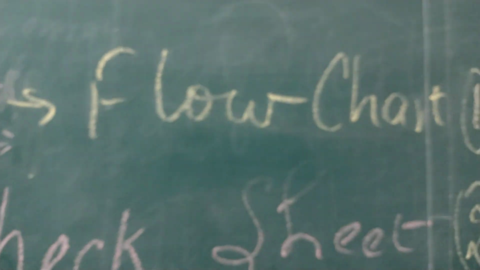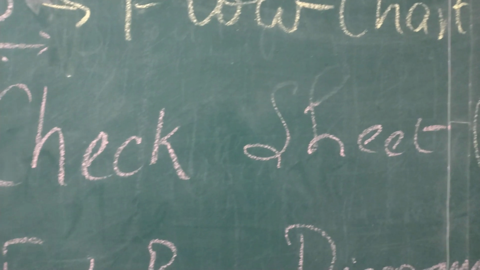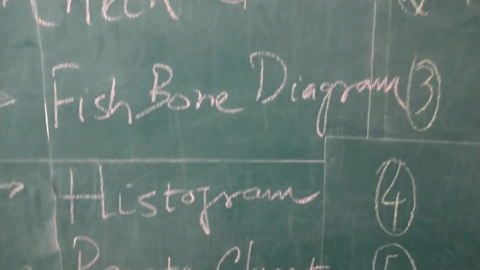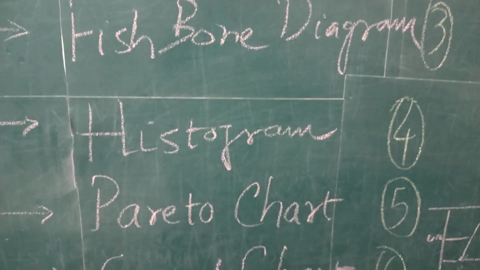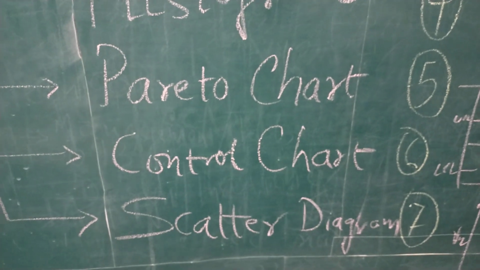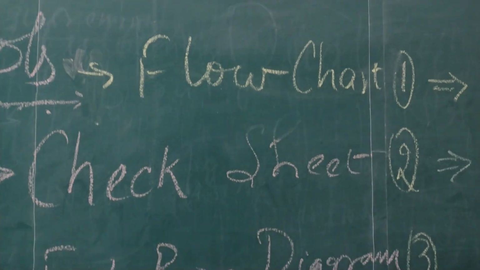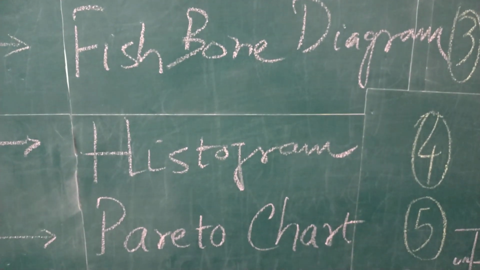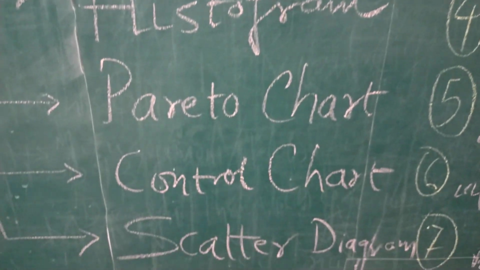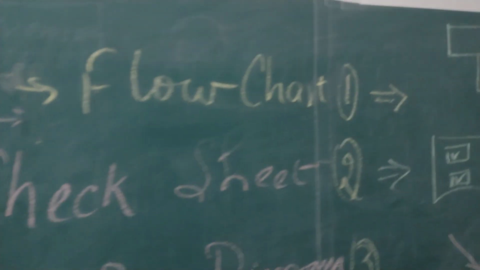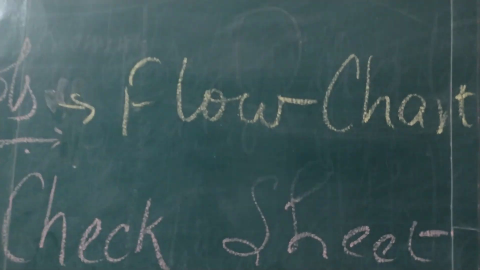First is flow chart, second is check sheet, third is a fishbone diagram, fourth one is histogram, fifth is Pareto chart, sixth is control chart, and seventh is scatter diagram. So these are the 7 quality tools. I'll just scan through them very quickly on this green board or white board, whatever you want to call it. Now let me cover those tools in brief, how and why and where, and how each looks.